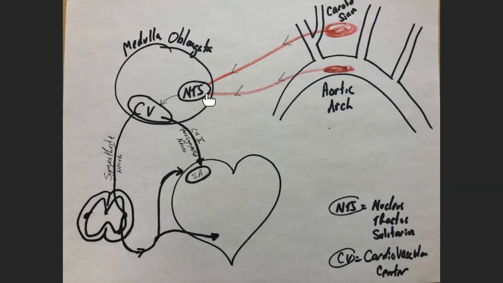If blood pressure is deemed to be low by the baroreceptors of the carotid sinus and the aortic arch, we're still going to fire into that initial nucleus tractus solitarius with cranial nerve 9 and 10 respectively, and pass that on to the cardiovascular center. But this time we recruit sympathetic nerves to increase heart rate at the SA node and increase contraction strength at the heart.